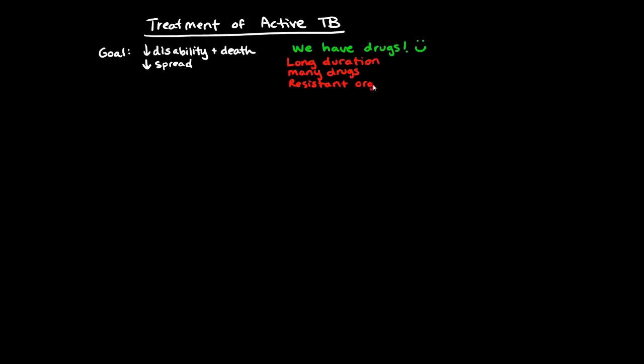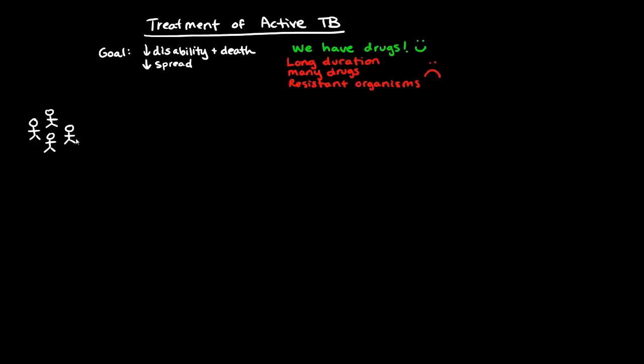And we're going to talk about the treatment of resistant organisms on another video, because it in itself is quite complicated. But for the purpose of this video, we're going to talk about the treatment of active TB, and we're going to take the most common variety, the one that we're most likely to see and want to treat, and that's an individual with pulmonary tuberculosis.